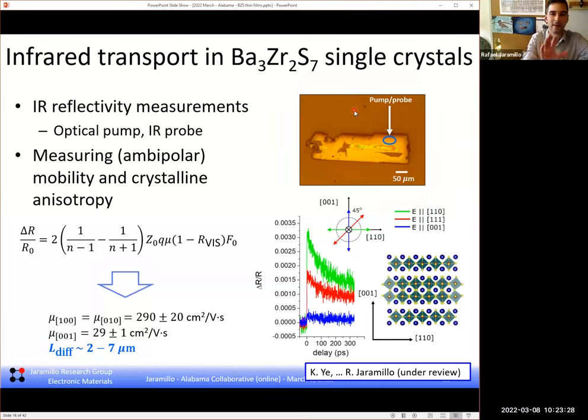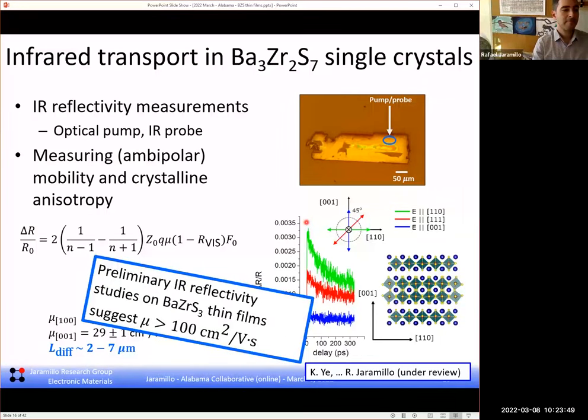So there's a lot of fancy stuff going on here that I could come back to if you're curious. But again, the top line number is that through a complementary technique, a different technique from what I showed you before, we're measuring very large mobilities and very large diffusion lengths for excited state transport in these semiconductors. So that's exciting for us.